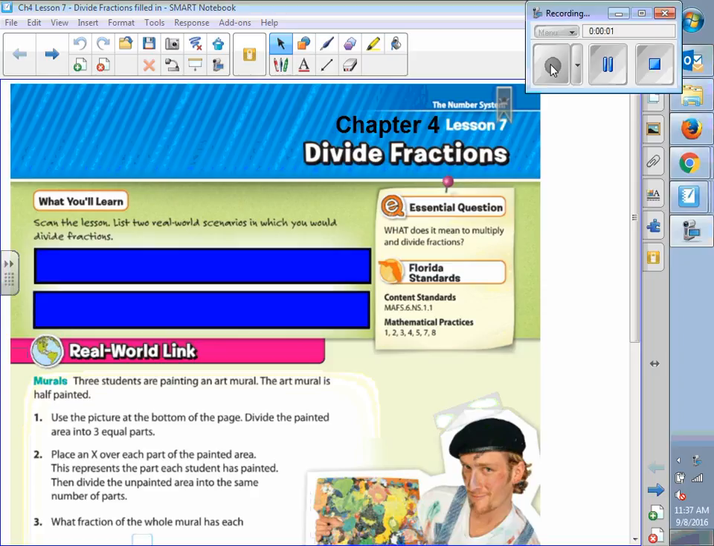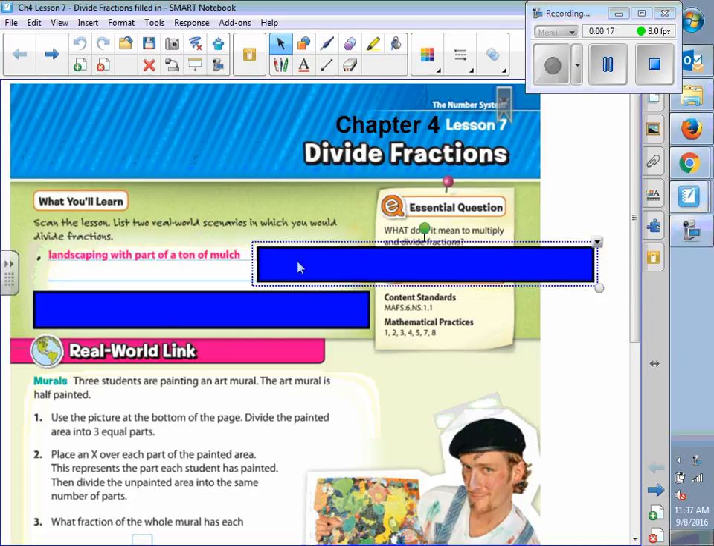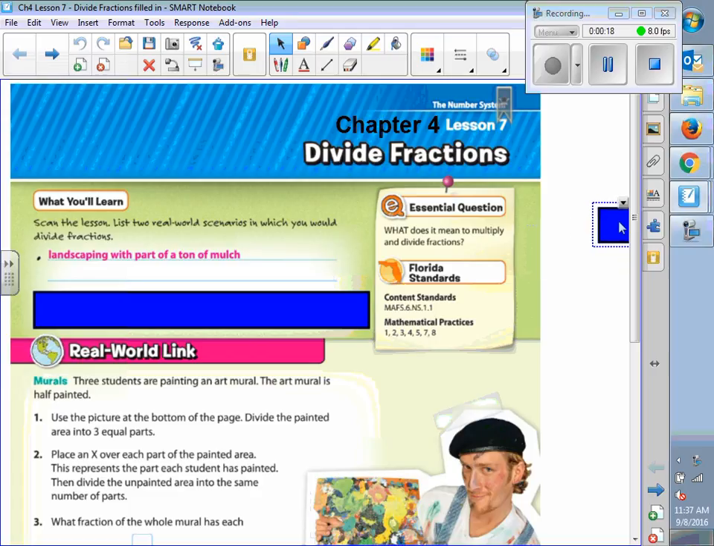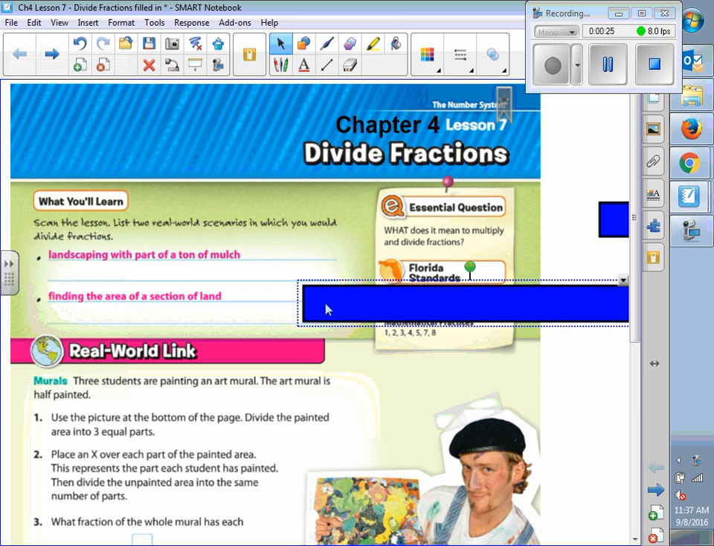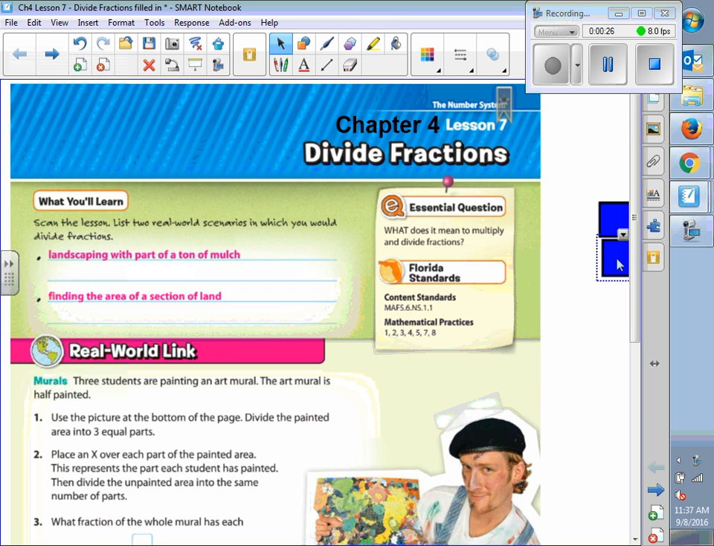Chapter 4, Lesson 7 is Divide Fractions. We want to scan the lesson and list two real-world scenarios where you would divide fractions. So, here is what we have from the text: landscaping with part of a ton of mulch and finding the area of a section of land.